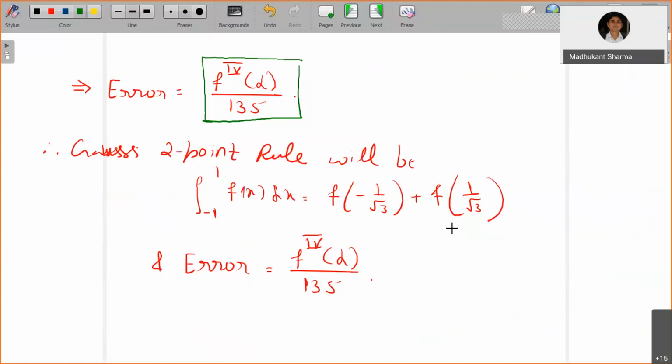You can verify this formula remains exact for 1, x square, x cube. That you can do from your side. Okay, and the error term is this. We were only focused on the interval -1 to 1.